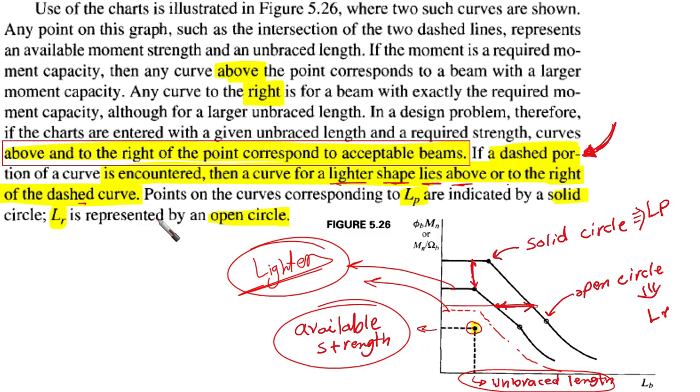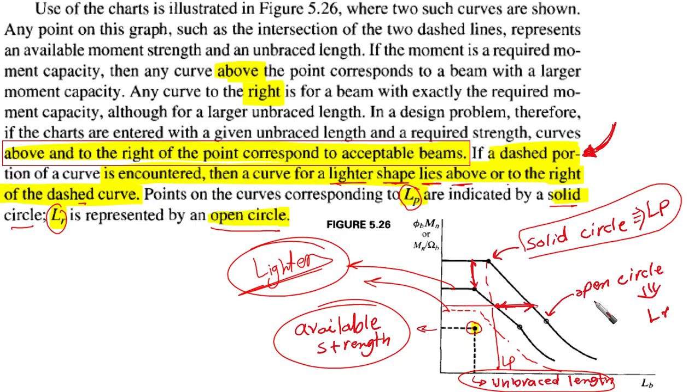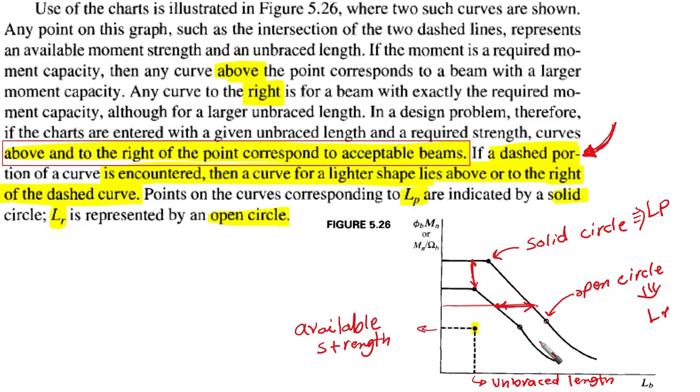Okay, points on the curves corresponding to LP are indicated by a solid circle, as I have said before, and LR is represented by an open circle. So this is the solid circle, which indicates LP here, and the open circle indicates LR. So here we have LR. Remember that they are indicating both.